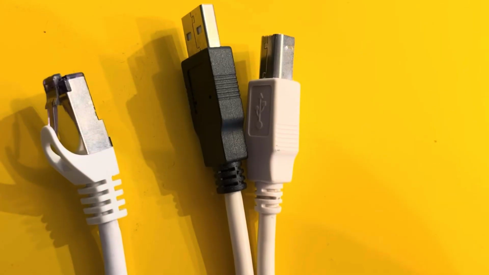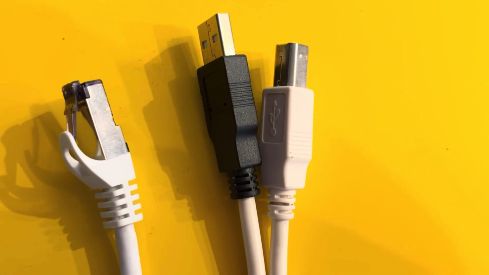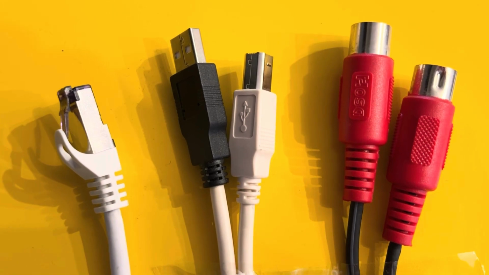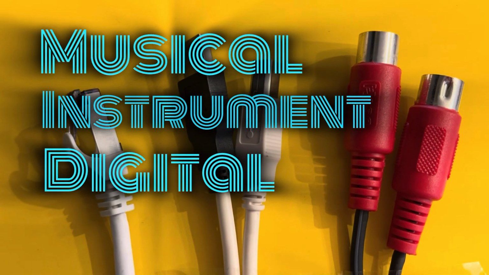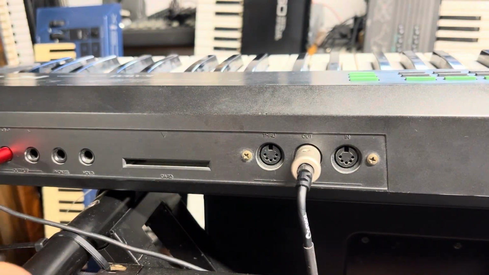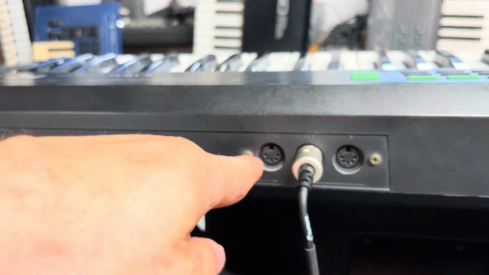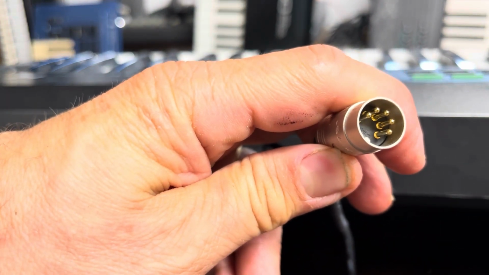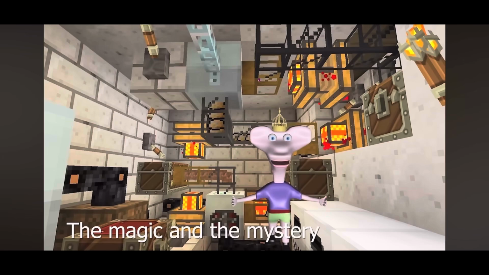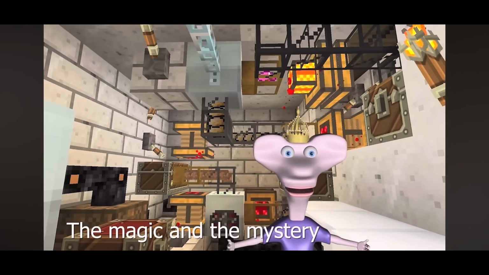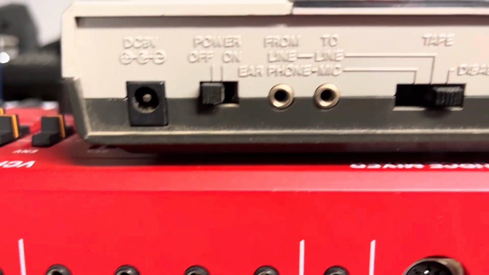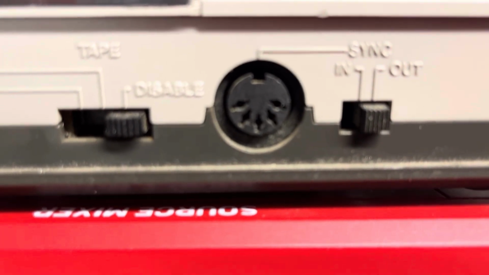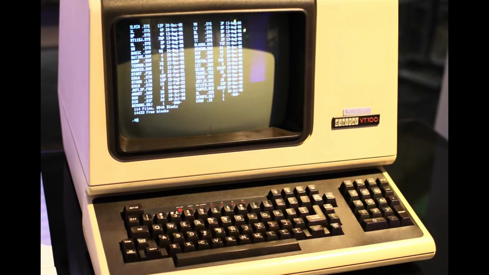Before Ethernet, before USB and Bluetooth, there was the MIDI cable, the Musical Instrument Digital Interface. Wow, this thing is on the back of most synths you're probably playing with today, and it is all about this 5-pin DIN cable that really changed music forever. It's a magic mystery. And there were things before that, like the CV gate and the DIN sync. So it's not like the world was without any kind of connection.